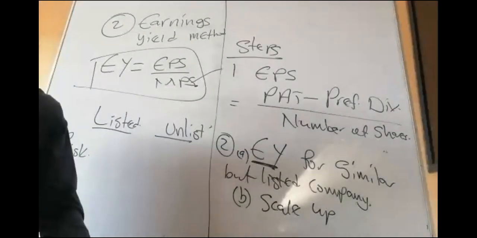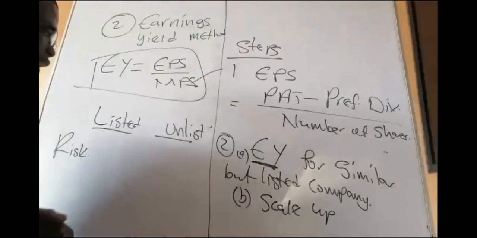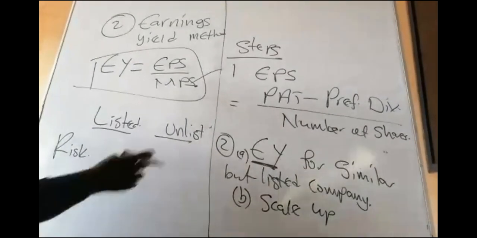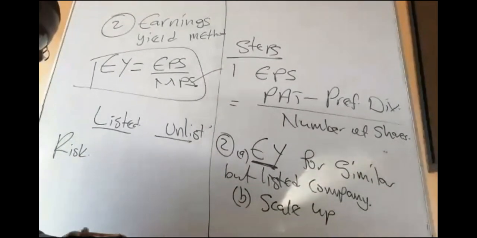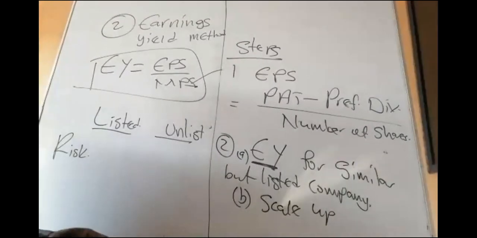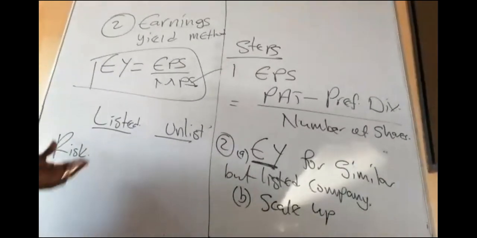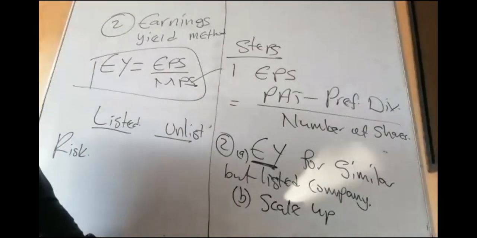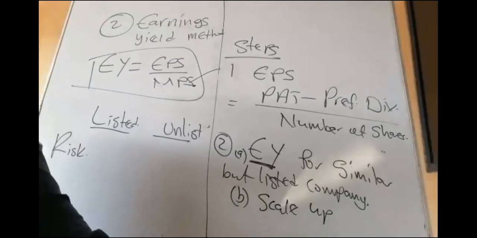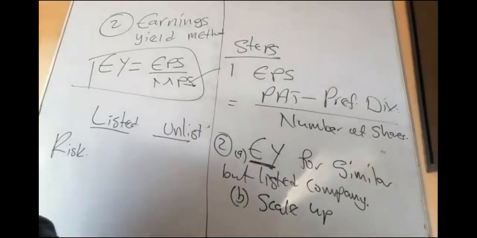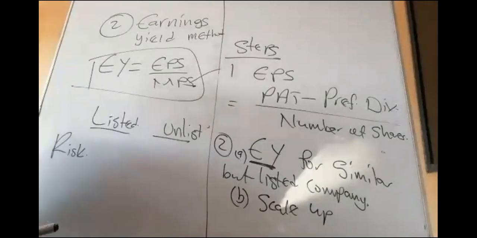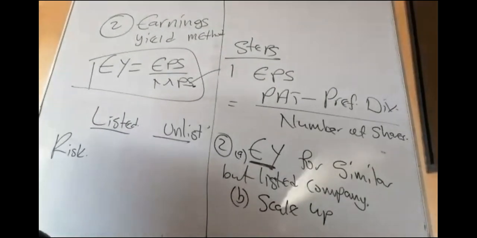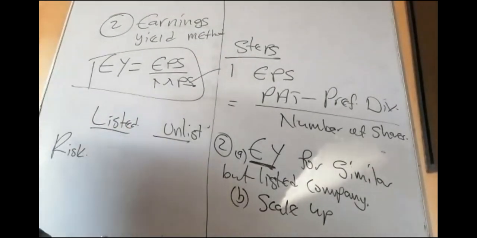So in general, all other things being equal, an unlisted company has higher risks. The risk involved is higher than that of the listed company. Good. It means there is some sort of security attached to a listed company, unlike the unlisted. Why? Because a listed company is regulated by the stock market.